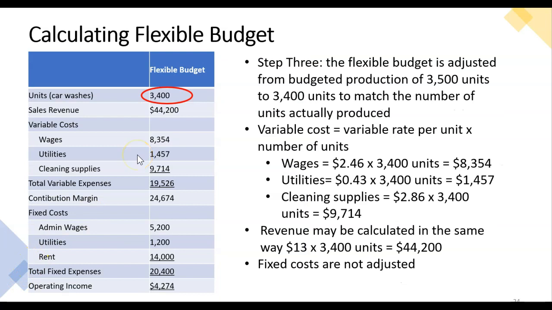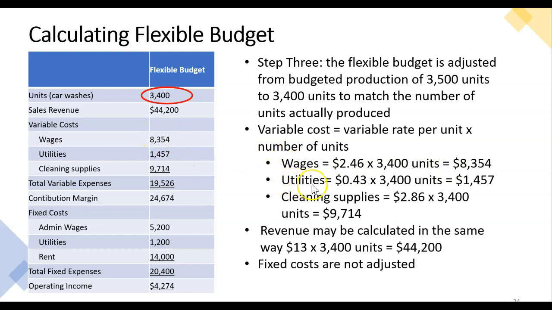So our third and final step in calculating our flexible budget is to recast the flexible budget so that we've got total expenses and total revenue based on the number of units we actually sold in that period. So we take our 3,400 car washes, that's the actual volume we did in this period, and we're going to multiply by our variable rate for our wages. Remember that was $2.46 in the prior slide. We're going to multiply that by 3,400 units, the number of units we actually sold in that period, and that's going to tell us that our total wages for our flexible budget should be $8,354, and we've got that right there.